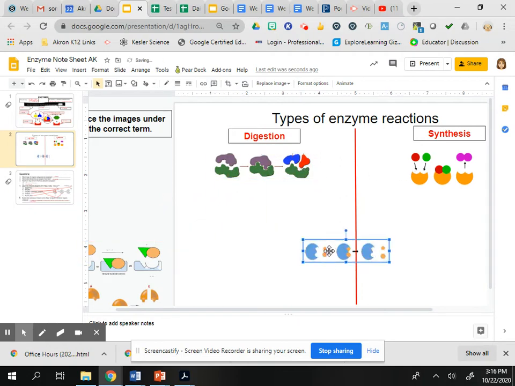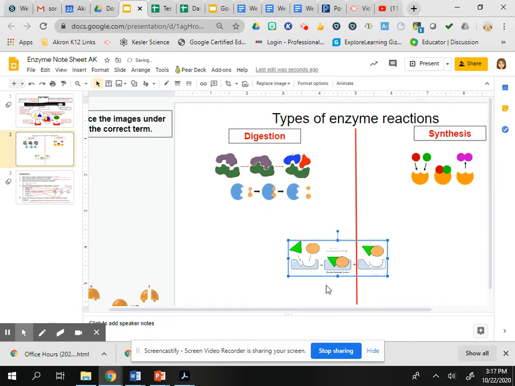And then we have this reaction. We've got the blue thing, you can see that stays the same, so we know that's our enzyme. So the tan piece is our substrate, and it looks like these pieces are stuck together. And then we've got two smaller pieces at the end. So to me, that looks like digestion as well.